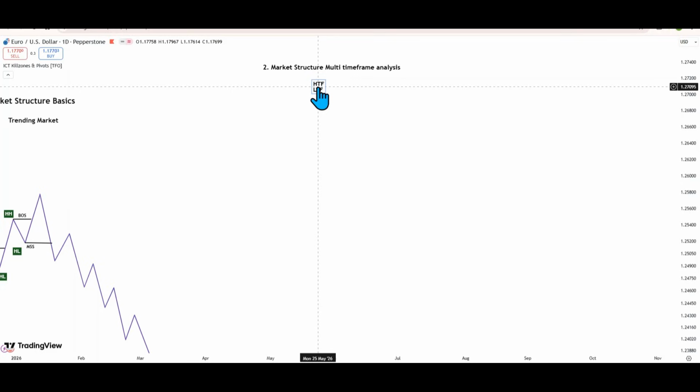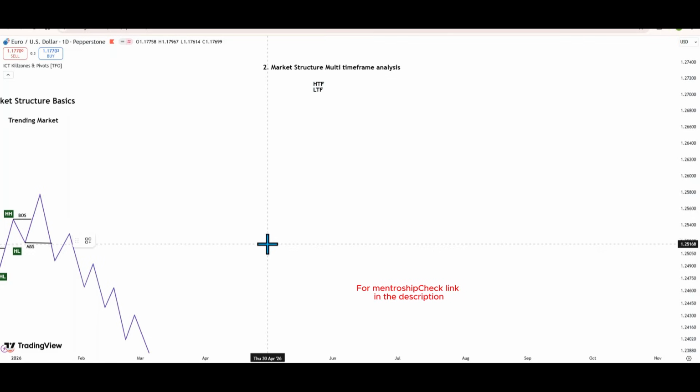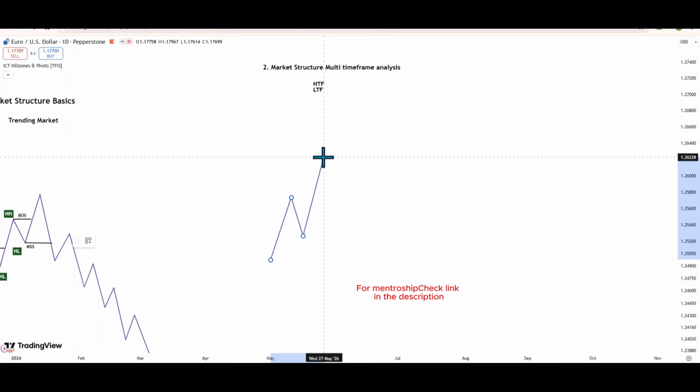I want you to understand and have that picture anytime I'm talking about a higher time frame and lower time frame. We are going to use a bullish trend for our examples. So let's say you have a situation where you have a bullish market and this is a higher time frame.